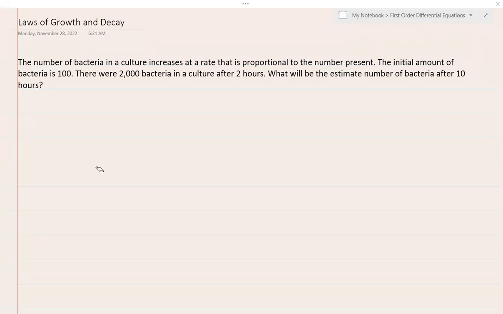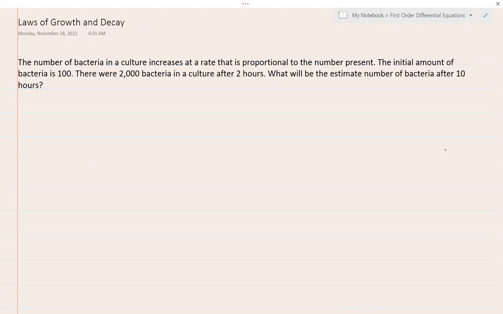Hello everyone. So ngayon we're going to have a practice sa laws of growth and decay, which is one of the application ng first order differential equation. So in here, I am not going to discuss what will be the formula. Kumbaga, straight to the point na ako mag-discuss. Okay, since kasi practice lang to.